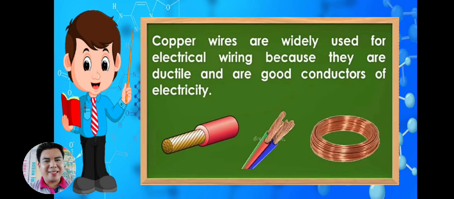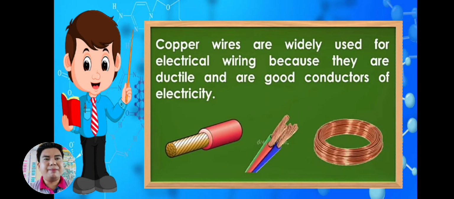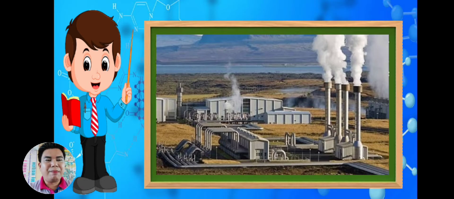What are those materials that are conductors? Let us have the first one, the group of coppers. Copper wires are widely used for electrical wirings because they are ductile and are good conductors of electricity. Electricity comes from different forms. Some electricity, or electric power, or electric energy, comes from different plants. Some of the plants are the following. We have the geothermal power plants.